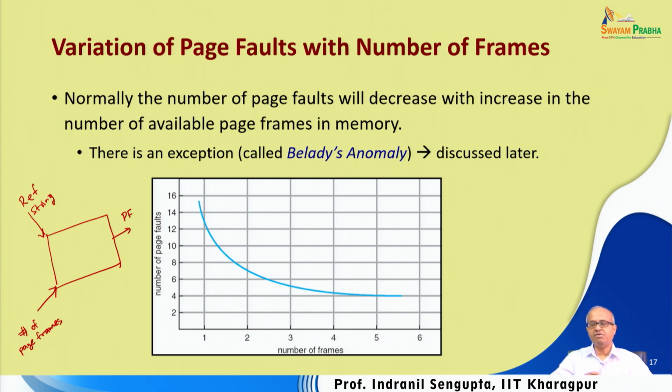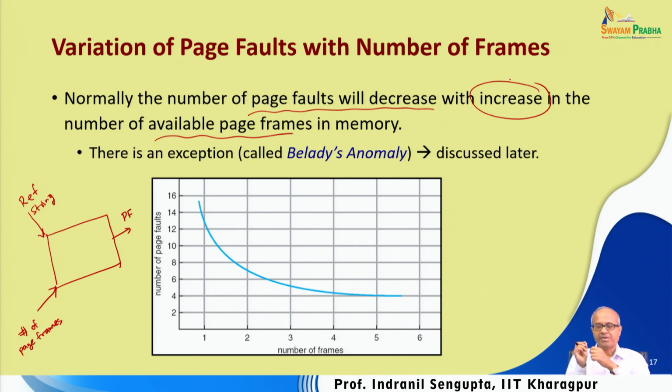Now, what does your intuition say? As we increase the number of available page frames, the number of page faults should decrease, right? This is what we normally expect. Normally, the number of page faults will decrease when the number of available page frames is increased. With more page frames, you can hold more pages in memory, so the chance of a page fault occurring should be less.